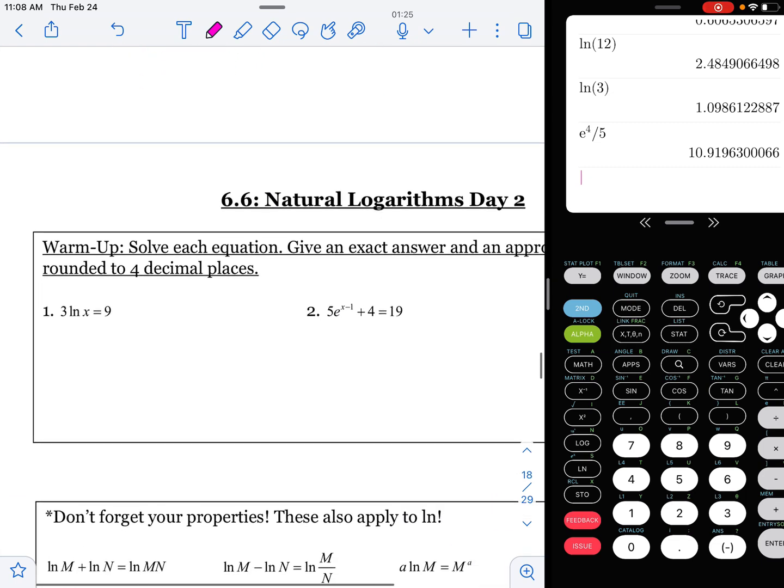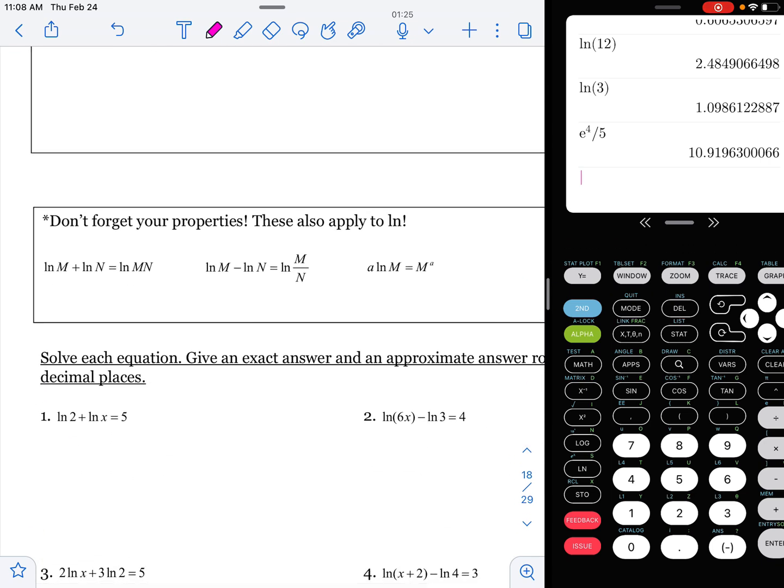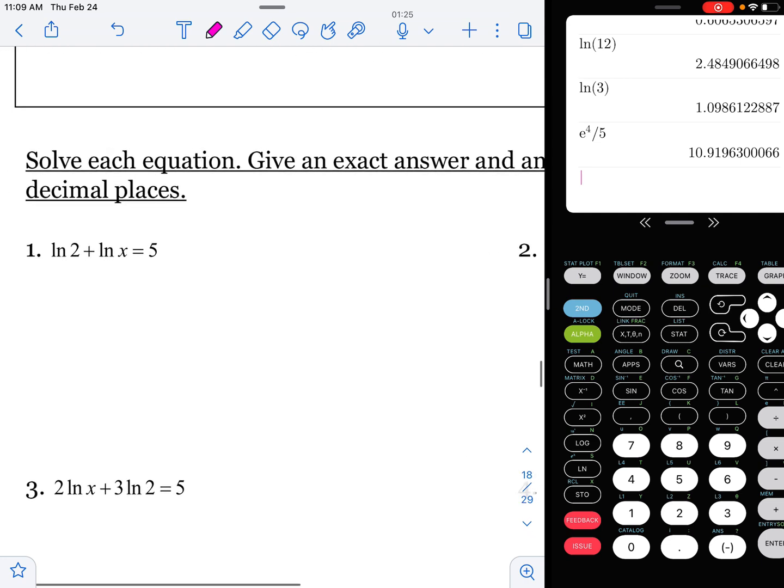All right, so for this day 2, I'm just going to jump on in with some of the examples. And again, right here, we're just reminding you of these properties. So when we have two separate logs, these here can be combined into one with multiplication. Two separate logs being subtracted are combined through division. And when we have that coefficient in front, it turns into an exponent. So for all of these, this is essentially the same as what we were doing yesterday. We just have that extra first step.